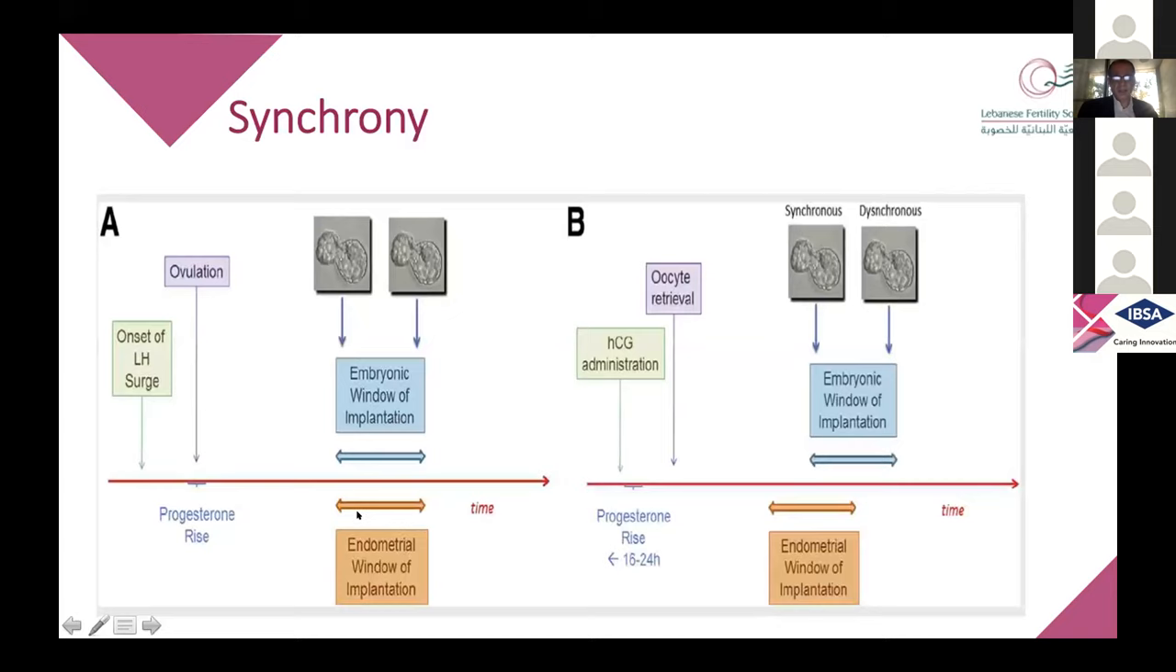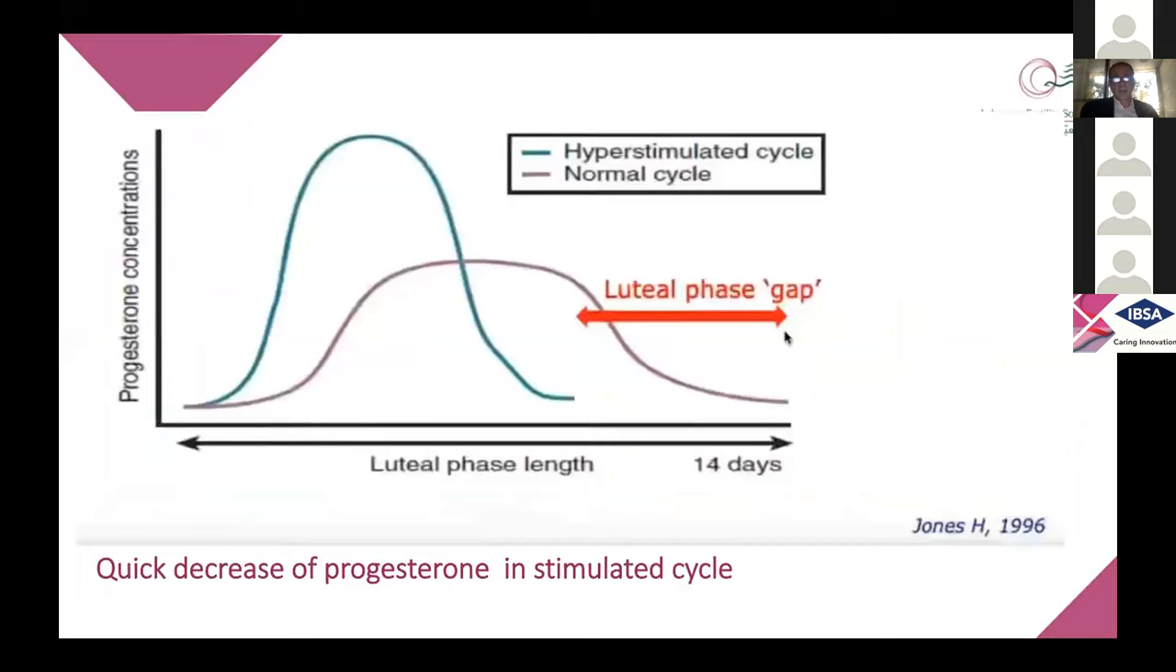And during the stimulation, what happens? Sometimes there is an elevation of the progesterone before HCG, and your window of implantation will move a little bit. It will occur during this time. So there is a decalage during the stimulation, an ovarian stimulation cycle. This is why sometimes we have no pregnancy during IVF, because your window of implantation is destabilized and there is a desynchrony.